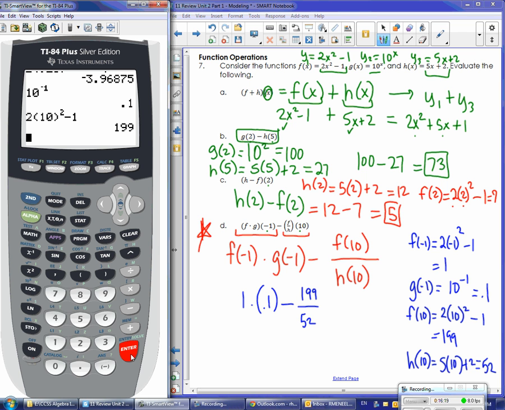Okay? I'm going to do this right on my calculator. Let me just make sure that that does look like a times symbol and not another decimal. So this is what I'm going to type. 1 times 0.1 minus, and I'll put my fraction in parentheses, 199 divided by 52. And we get negative 3.727.